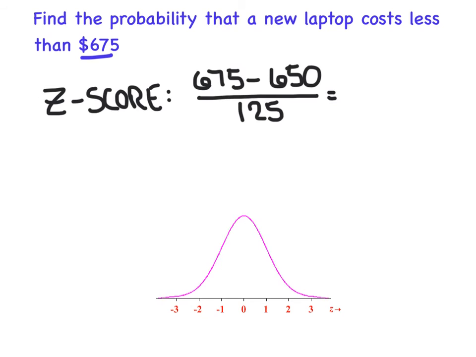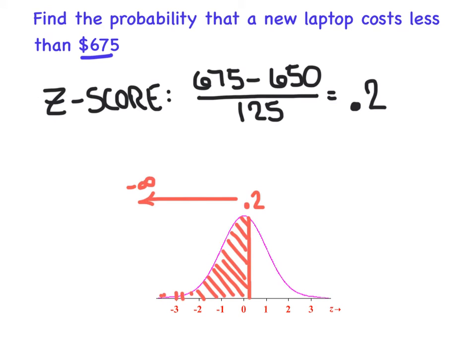That gives me a z-score of 0.2. Now that is a positive 0.2. So that's going to slot me in here just to the right of the 0 because it was a positive 0.2. And I'm going to shade everything to the left because we're focusing on ones that cost less than $675. So kind of the wheels are turning in the back of my mind, and I'm expecting an answer that's a little bit bigger than 50% because we've got just a smidge over half of the curve shaded in.